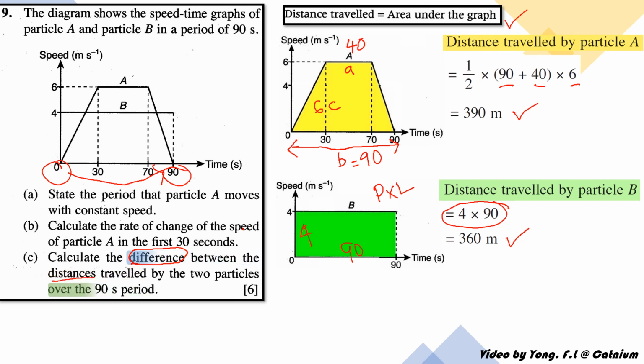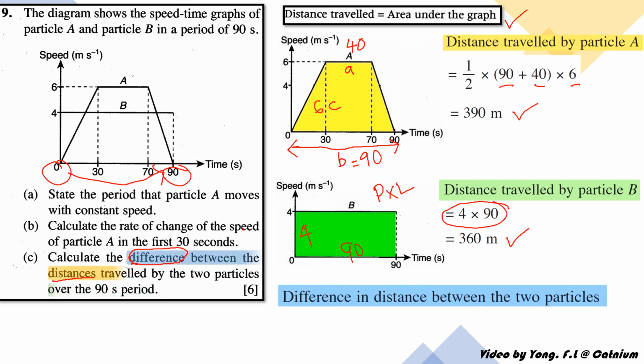Difference maksudnya beza. So beza maksudnya tolak. So the different distance in travel between two particle mestilah besar tolak yang kecil, jangan yang kecil tolak besar. So here we have 390 and 360. Mana satu besar? 360 or 390? Mestilah 390 pak. So that's why we have to use besar tolak yang kecil. Kalau kecil tolak besar, jarak tak ada negatif. Distance we don't have negative value because zero meaning we are not traveling. Negative maksudnya pergi mana? Nothing to go. So finally the answer is 30.